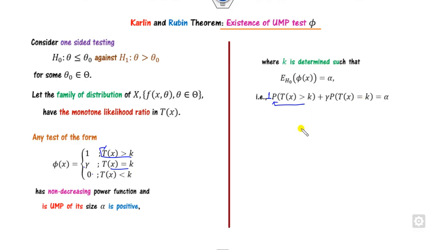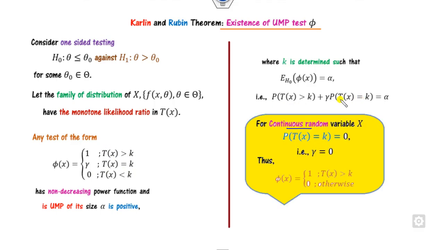It clearly says that when you have a continuous random variable, then we all know that the probability at a single point is always 0. We already discussed this several times. The probability at a single point is always 0 for a continuous random variable. So this value will always be 0. Hence this term drops out, that is, whenever it's greater than k, it's 1, and otherwise it is 0.